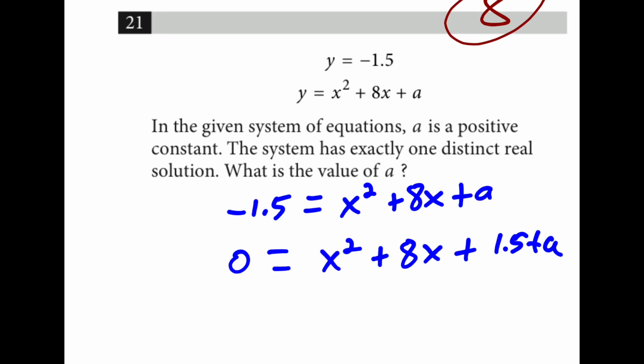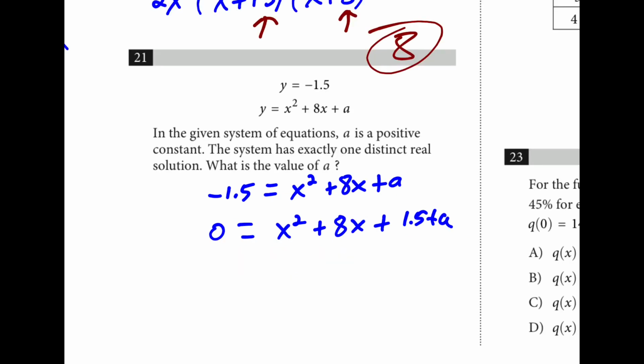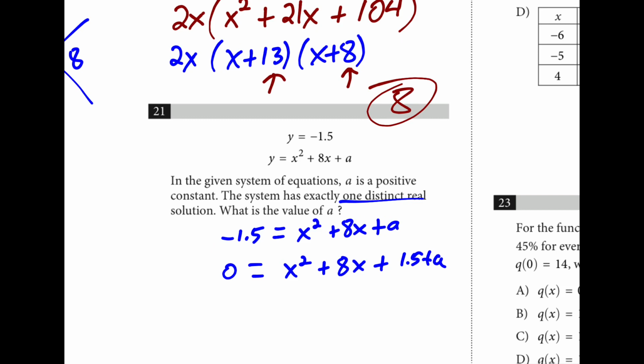Since we have exactly one distinct real solution, that means we're looking for a perfect square trinomial. Because in these early examples, like x plus 13 and x plus 8, there's two distinct solutions. It's only when it's the exact same, like let's say x plus 4 and x plus 4, that we have exactly one solution, even though there's two terms. So that's what we're looking for, a perfect square trinomial.